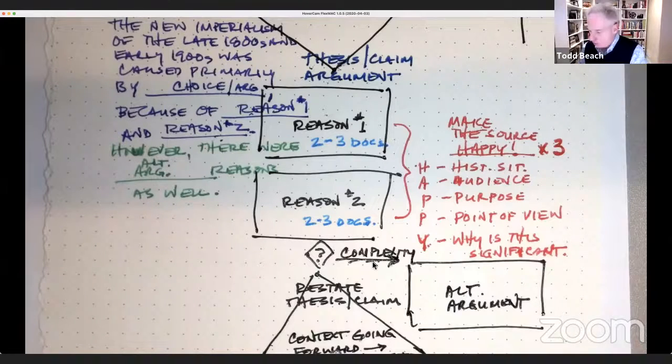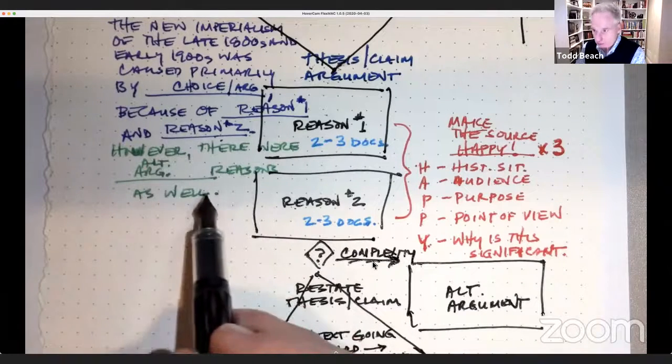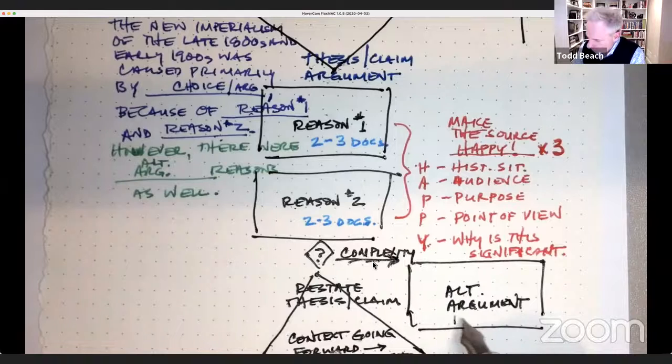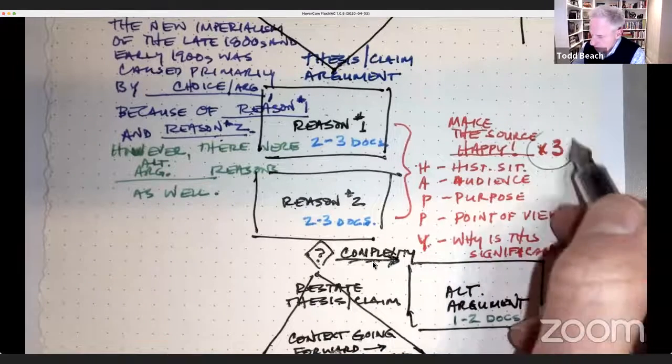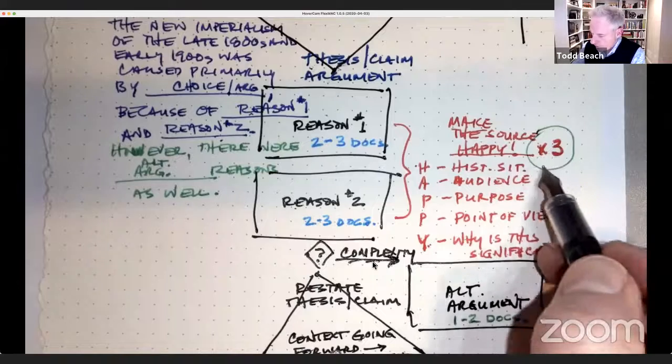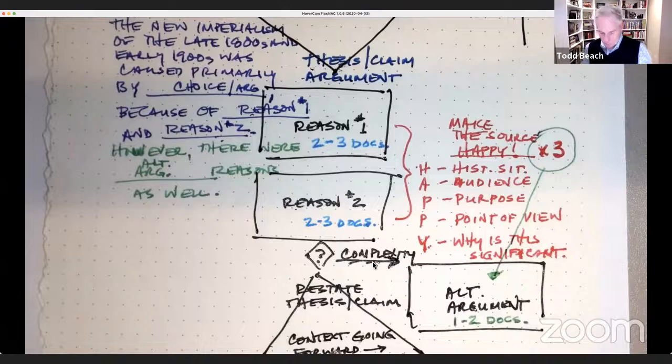So with our alt argument, that's when we're making this acknowledgement of this reason up here, right? And we're going to use one or two documents again to support that argument. And again, if you haven't already used three of the sourcing, you can do that here as well if you need to satisfy that. Now, there's only one more point available to us that we have not yet looked at, and that can occur kind of anywhere within the body of the paragraph.